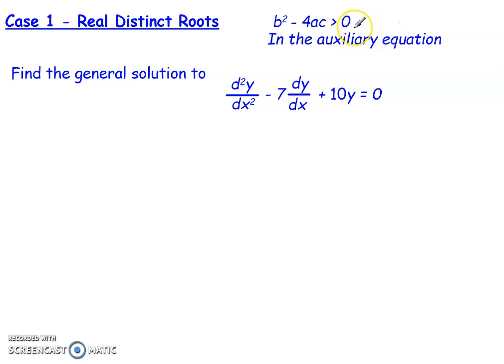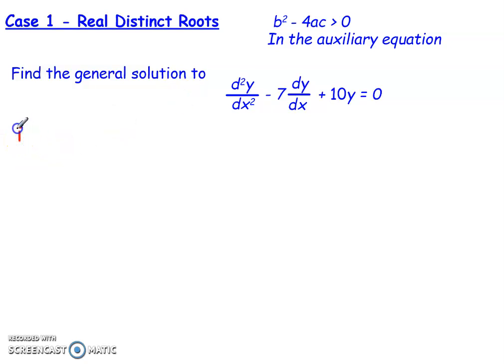What that means is if I look at the auxiliary equation and b squared minus 4ac is bigger than 0, I know I'm going to get two distinct solutions for m, and I can then get my solution y equals a e to the m1x plus b e to the m2x. Now I'm going to show you how the steps work for this. It's the same general steps every single time, you just have to make sure you follow them.